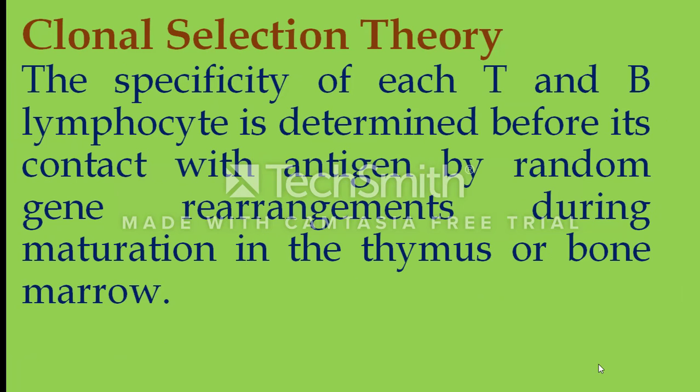The specificity of each T lymphocyte and B lymphocyte is determined before its contact with the antigen by random gene rearrangements during maturation, in the thymus for T lymphocytes or in the bone marrow for B lymphocytes respectively. So this specificity is generated on the surface of the T or B lymphocyte by gene rearrangement during the maturation of the lymphocytes.